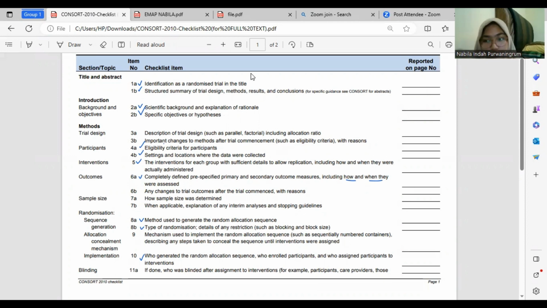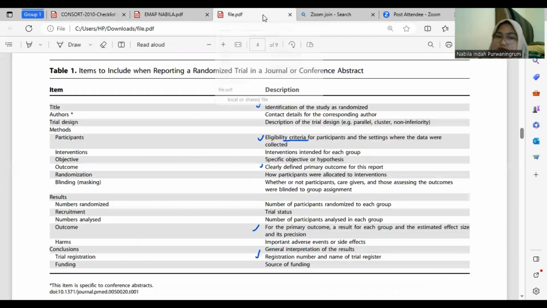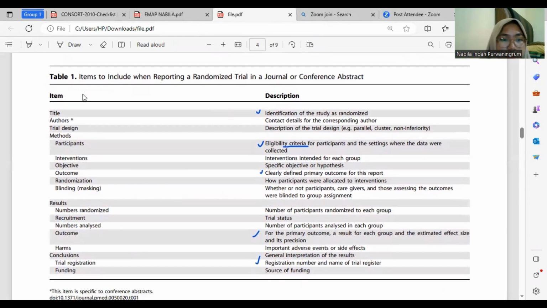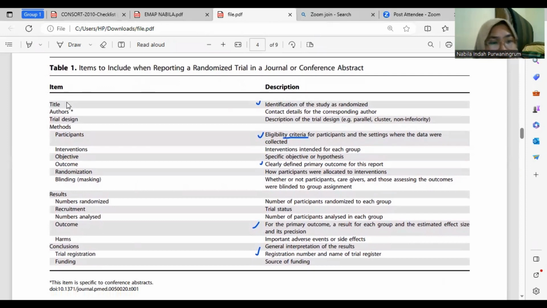So we are going to move to another checklist. Here is the checklist of what should be in the abstract itself. In the abstract itself, it should be titles, authors, trial design, method, result, and conclusion. We are going to check that the title identifies the study as randomized.